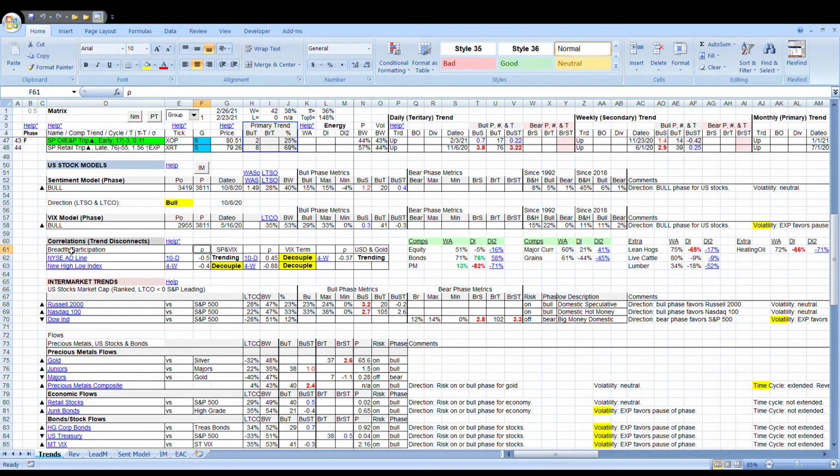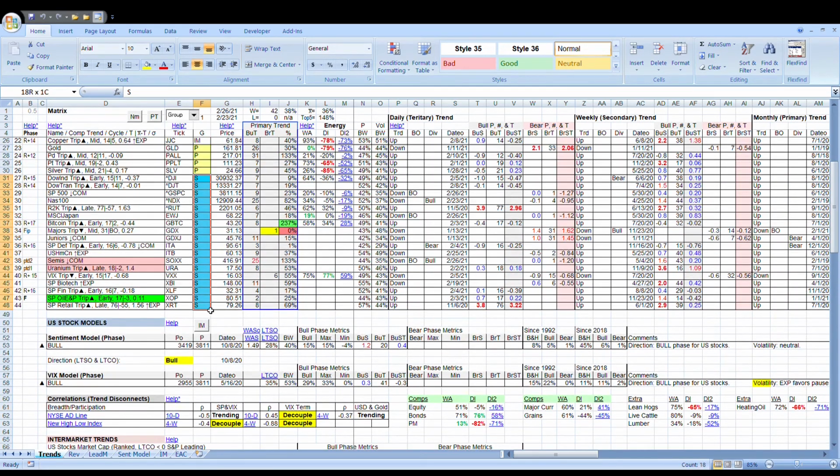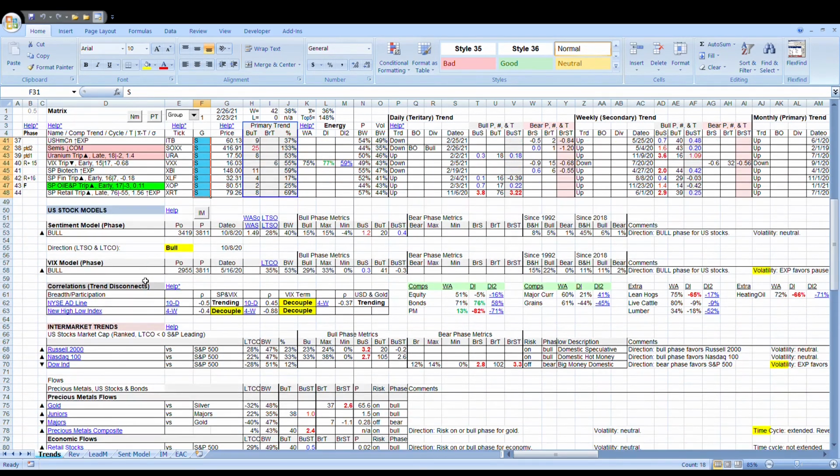Be familiar with it. If you have any questions, contact me directly. Don't hesitate to ask because it plays a big role in taking profits and sometimes adding to positions, especially when you're trying to time the stock market in these columns, any of these positions here.